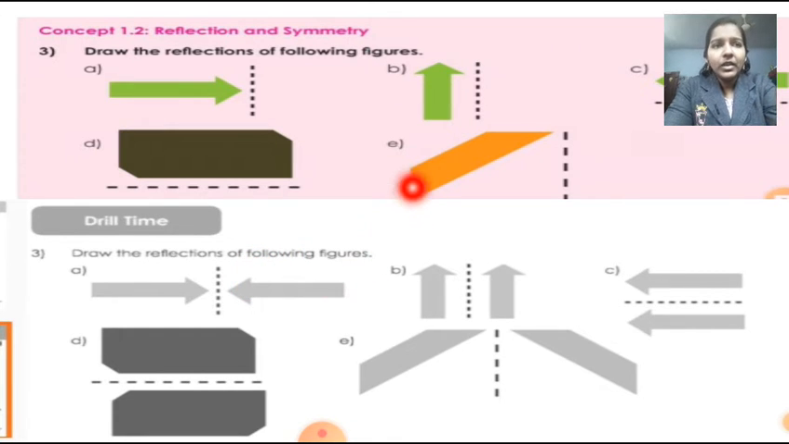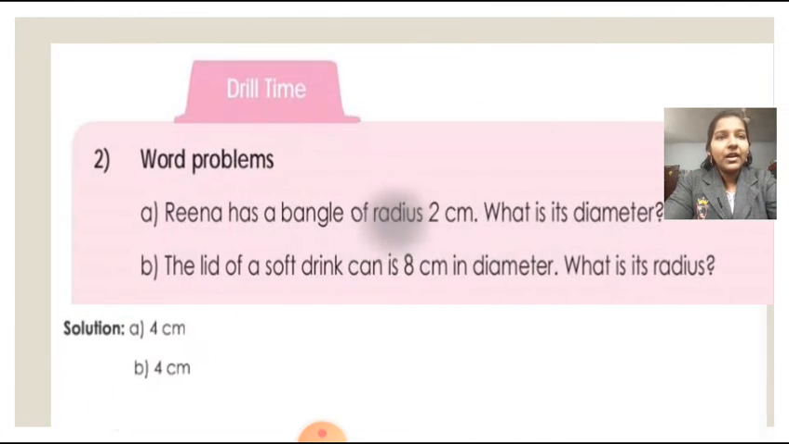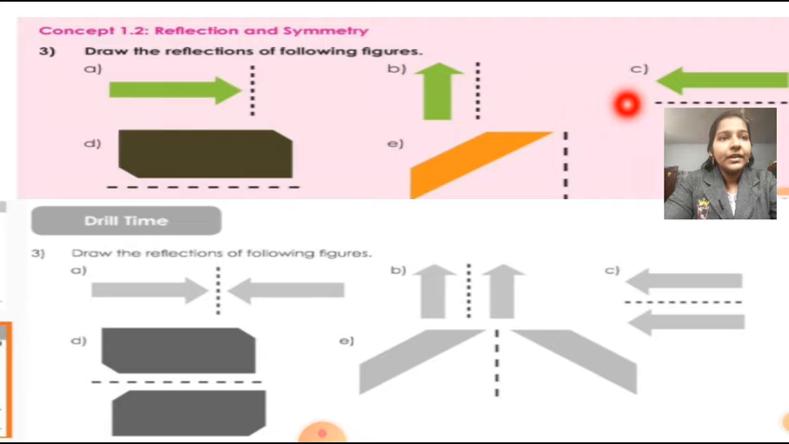Okay. Now look at the B one. Yeah, here this arrow will look after the reflection the same, isn't it? So like this you can draw in your textbook. Now the next one. See, look, an arrow like this. So here it will look like this after reflection. So look at the next one also, children. The shape will look like this and this one. Okay, my dear. So you can draw the reflections as given here in the textbook. Okay.